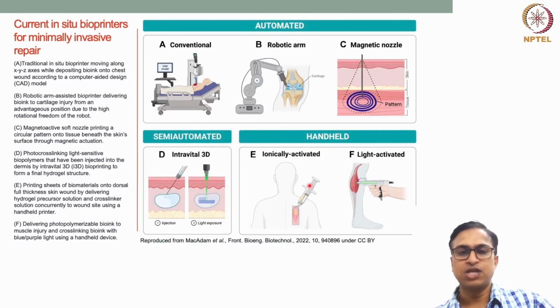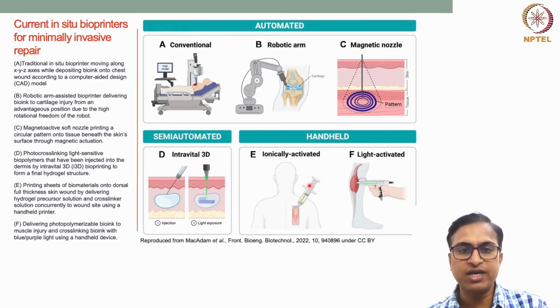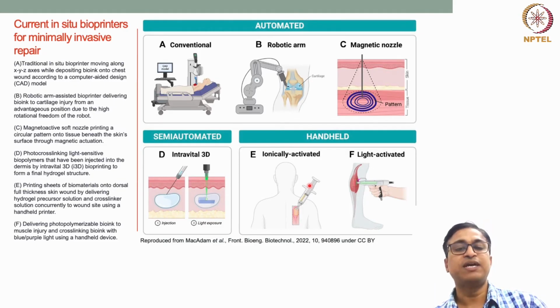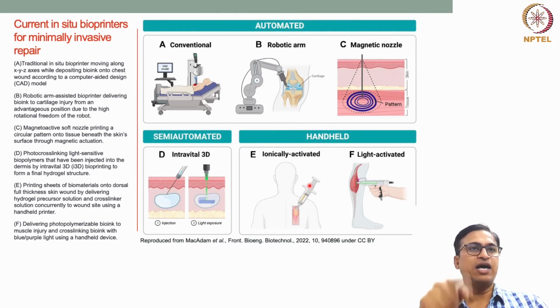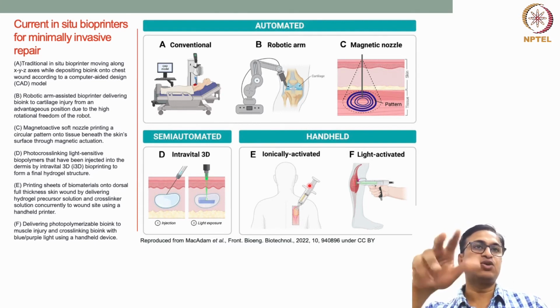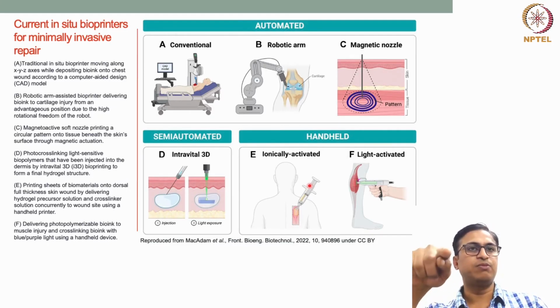So these are some examples of how different types of bioprinting technologies can be employed for printing structures at different anatomical locations. Whenever the site is on the surface and easily accessible, a conventional bioprinter can be used. A robotic arm can be used wherever a high degree of movement, freedom or rotation is required for the bioprinting.